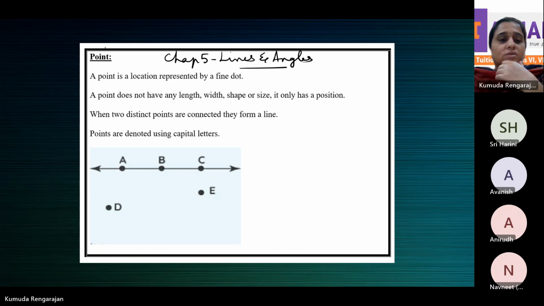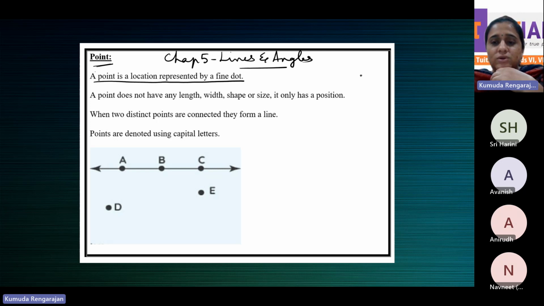Now first, what is a point? We all know what a point is, but how do you express it? If you're asked the question, what is a point? A point is a location represented by a fine dot. A point is a location. You say that something is here, something is here. So a point is a location represented by a fine dot.